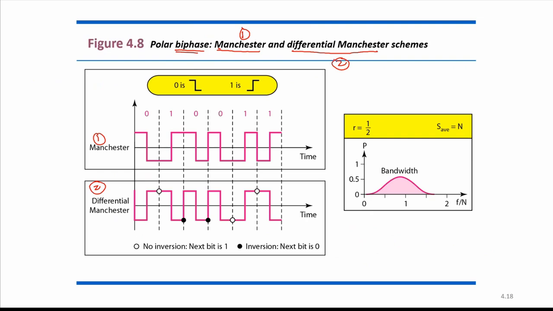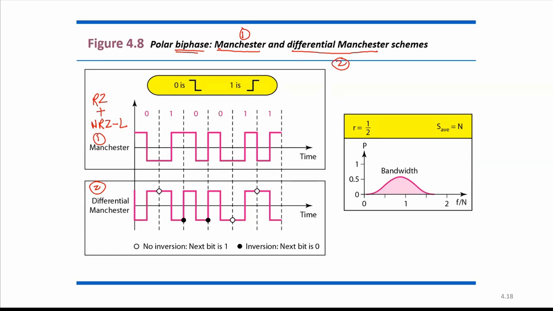The next one is Manchester and differential Manchester schemes. In case of Manchester, basically here it is polar biphase. So it is a polar scheme. Polar, in the sense it will be going towards the positive and negative side both. And Manchester is considered as a combination of both the RZ scheme plus the NRZ-L scheme. So both schemes are basically utilized here.